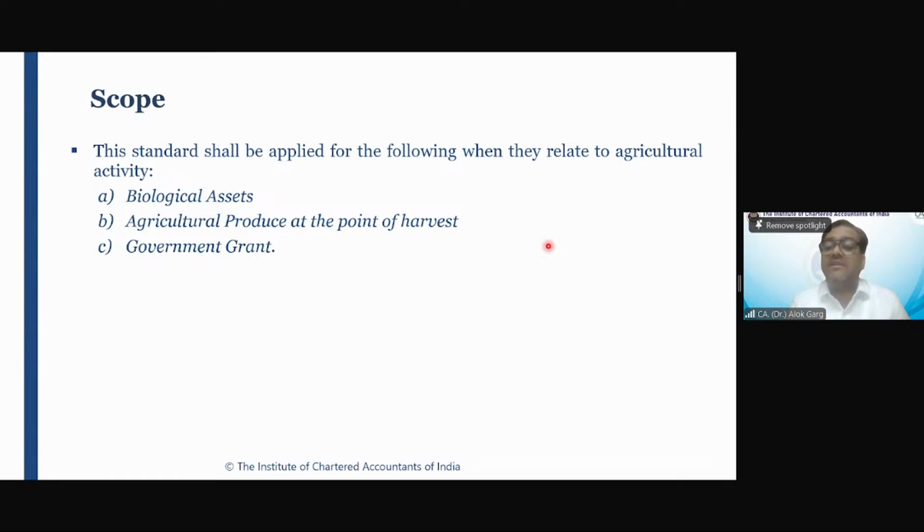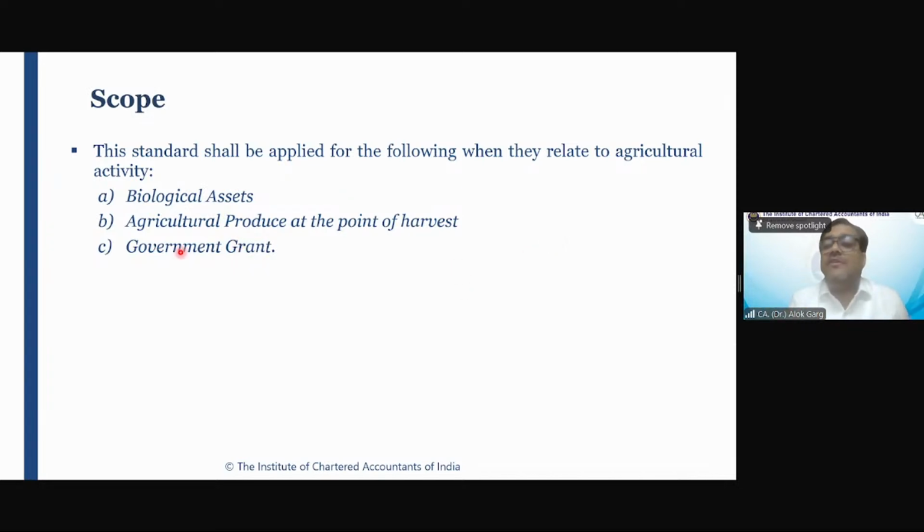What is the agriculture produced from sheep? Wool. Yes, wool is the agriculture produced from the sheep. So you understand biological asset, you understand agriculture produce. Agriculture produce is the outcome, the fruit, the vegetable, the outcome from the biological asset when it is detached from the biological asset, when it is plucked from the biological asset, right?